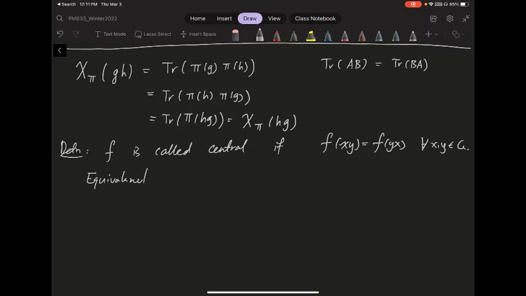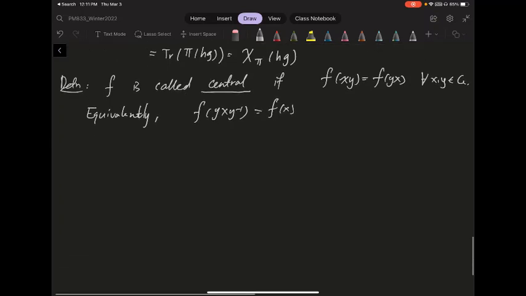Equivalently, this means f of yxy inverse equals f of x. Basically, these f have the same value on each conjugacy class. Whenever you conjugate your x by y, the f value doesn't change. That's what we mean by central. Essentially, we saw that each of these chi-pi is a central function.